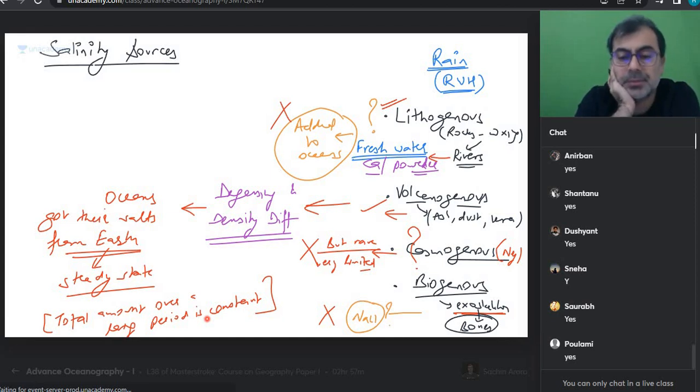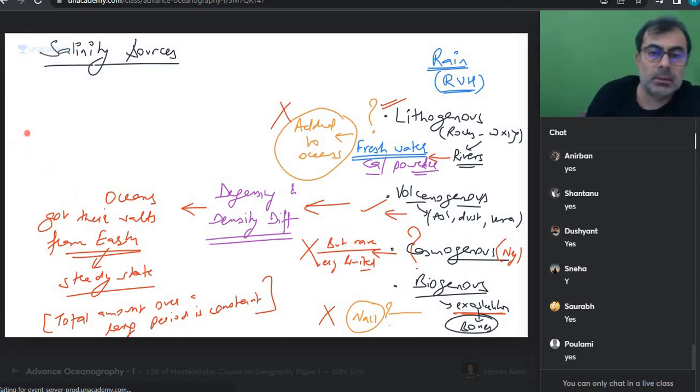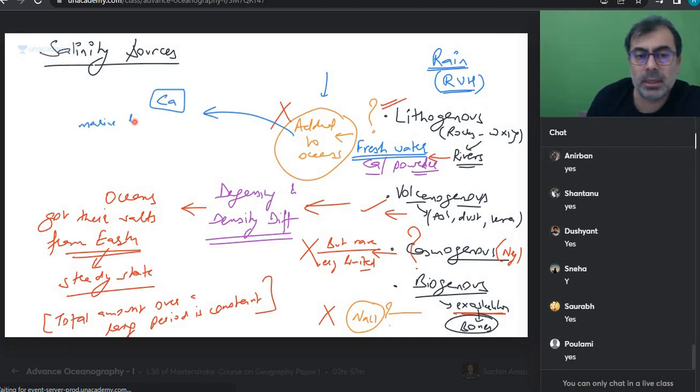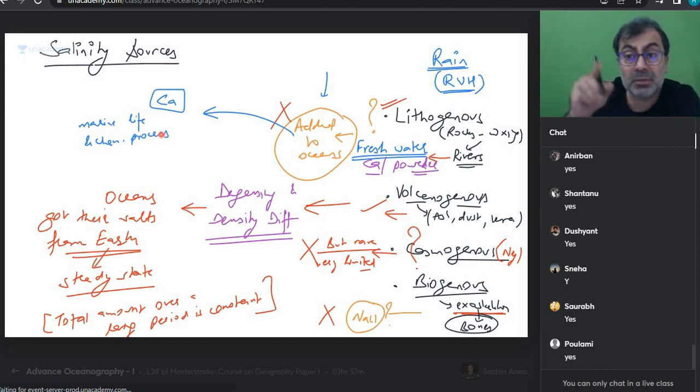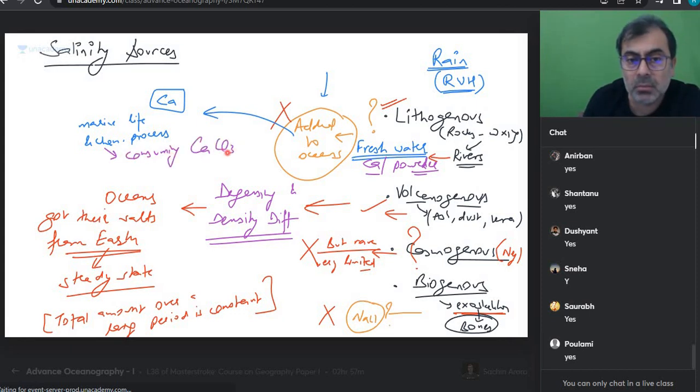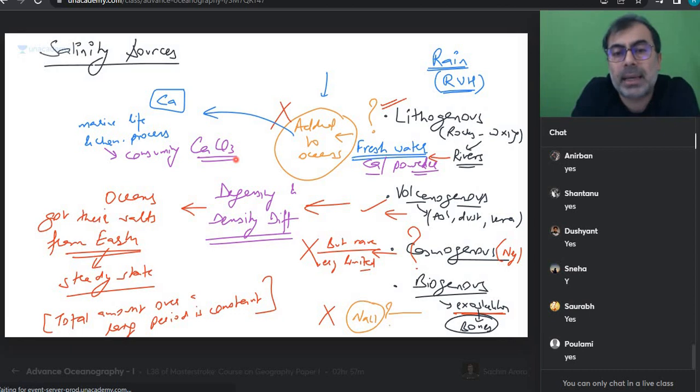Let us look at this further. When we are looking at this, the rivers are adding calcium, marine life, and chemical processes. Remember, oceans have dissolved carbon dioxide, are consuming calcium to form calcium carbonate. Can I say calcium is getting fixed? Calcium is removed. ये पता चल गया कहाँ गया calcium? Where has the calcium gone? Everyone clear? Calcium puzzle is solved.